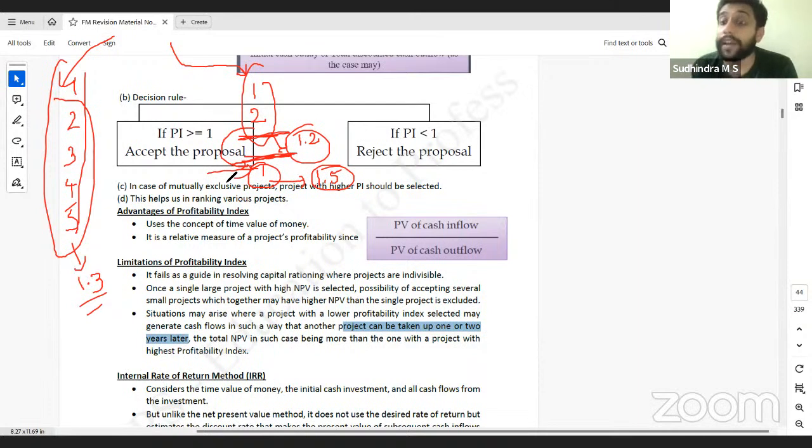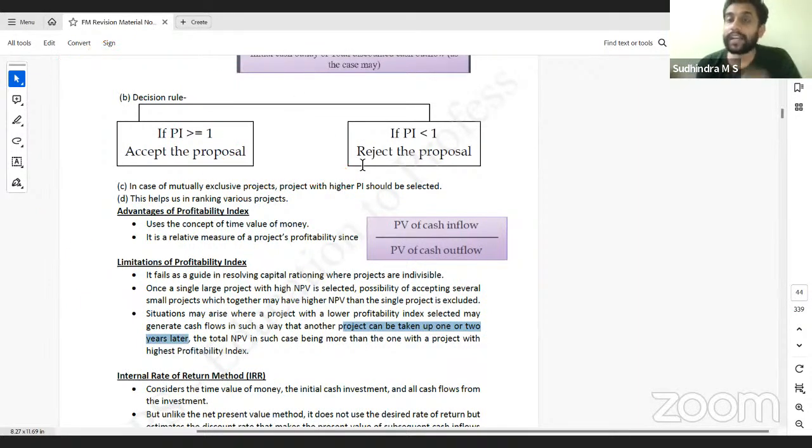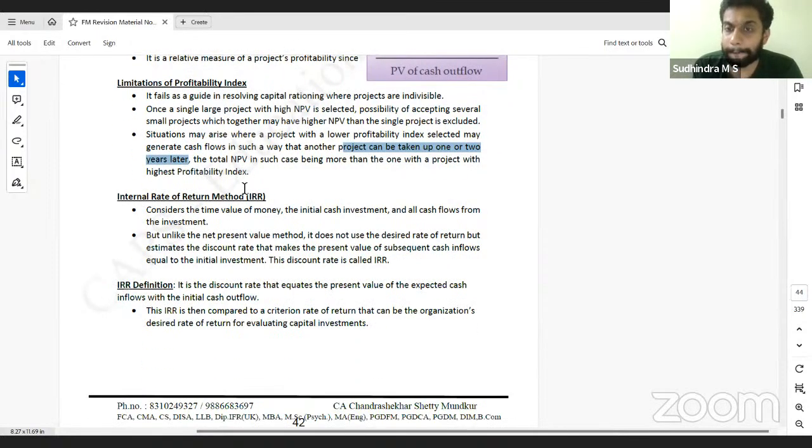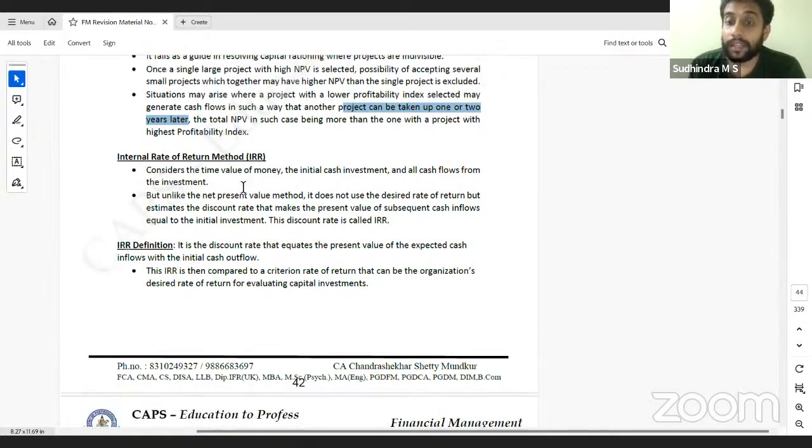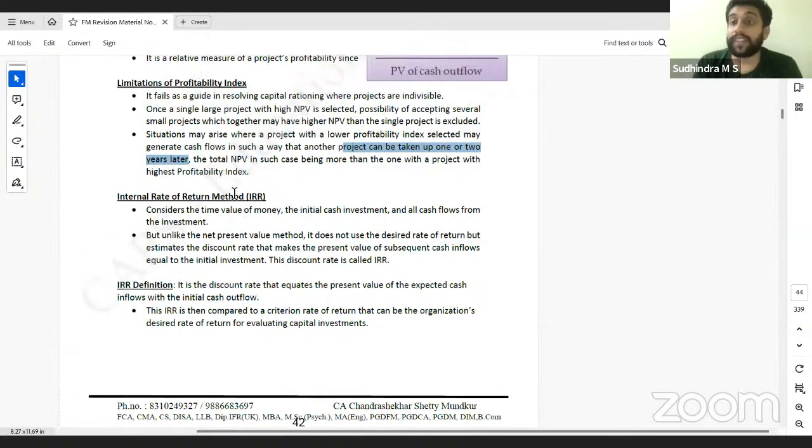Right? So these kind of complex decisions we cannot take using profitability index because it will take only one project at a time. Okay, that's the limitation of profitability index. Is that clear? Yes, sir. Okay. Next one, internal rate of return, IRR.